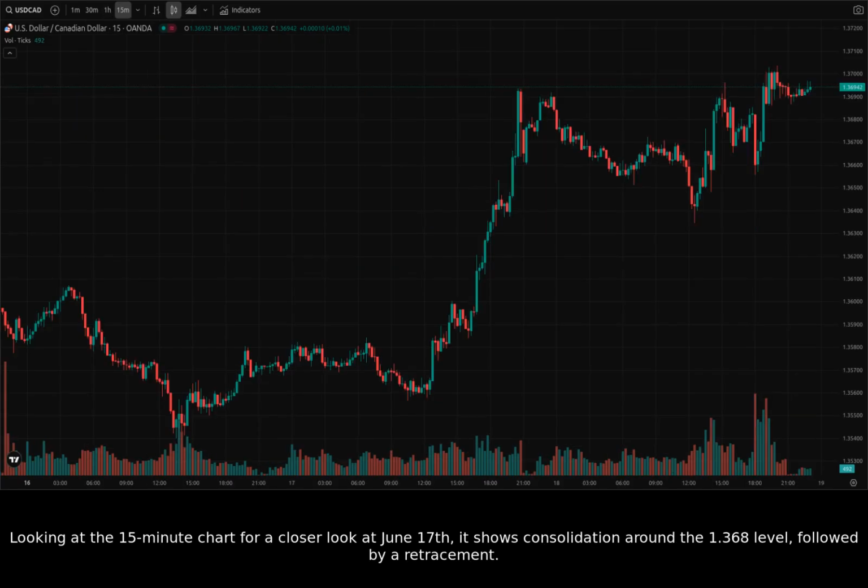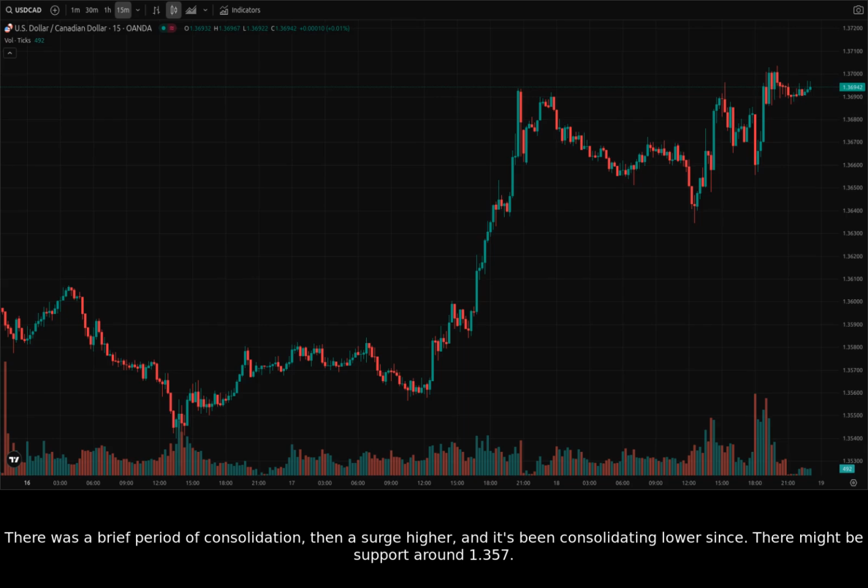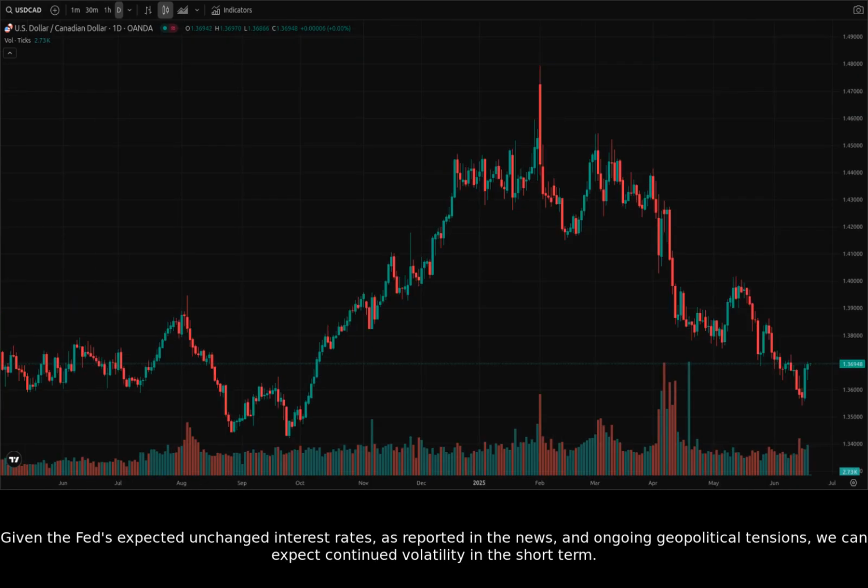Looking at the 15-minute chart for a closer look at June 17th, it shows consolidation around the 1.368 level, followed by a retracement. There was a brief period of consolidation, then a surge higher, and it's been consolidating lower since. There might be support around 1.357. Given the Fed's expected unchanged interest rates, as reported in the news, and ongoing geopolitical tensions, we can expect continued volatility in the short term.